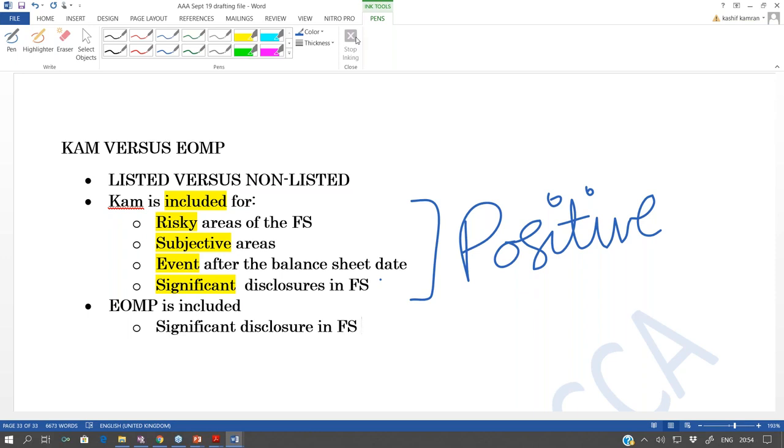So now compare CAM with emphasis. A lot of times students say CAM and emphasis is the same thing. It's only listed and non-listed. Is CAM and emphasis the same thing? Can you understand the depth? CAM is so depthful, right?